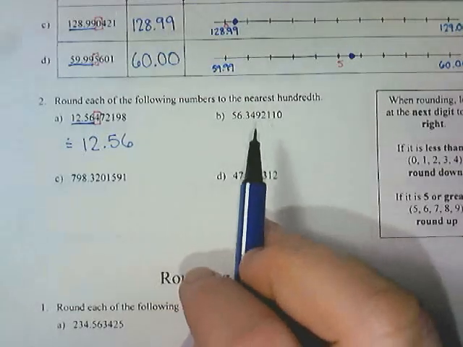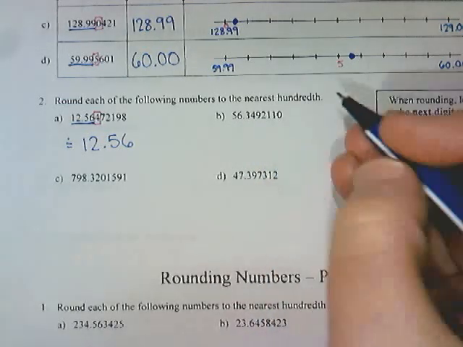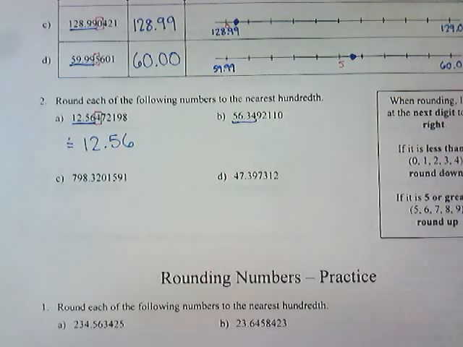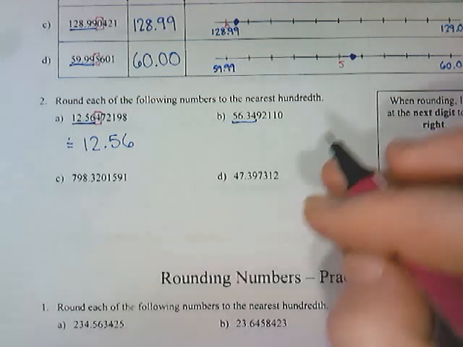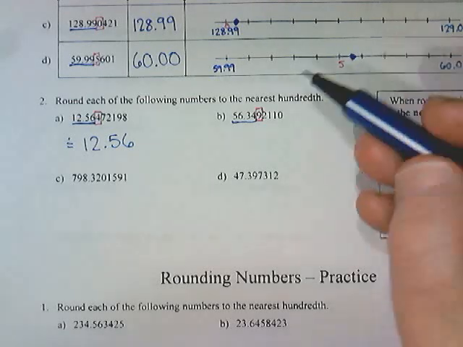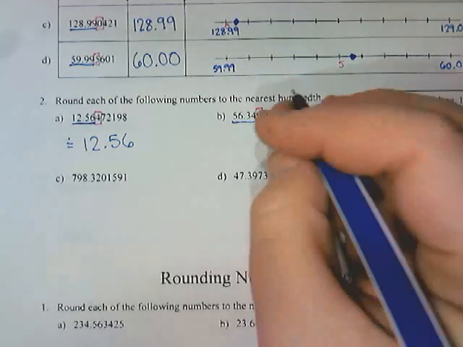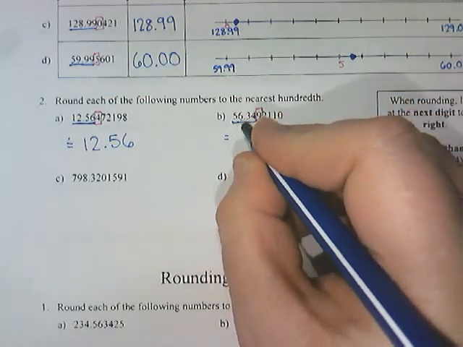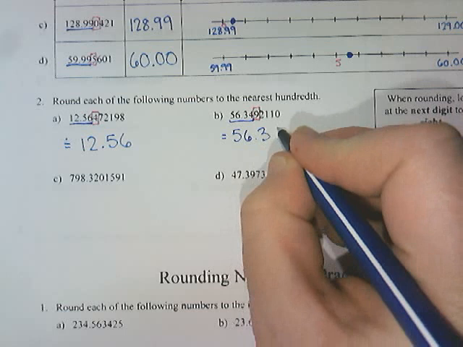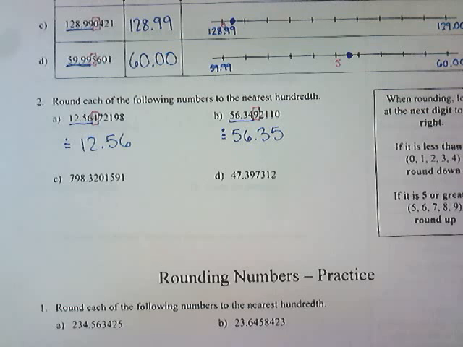All right, in part B, we have 56.34921. We want to round to the nearest hundredth, so that would be 56.34. And then I look at the next number after the 4, which is a 9. So that 9 tells me that we are closer to the rounded up number than we are the original number. So we would go up 1 to be 56.35. And because we've cut off some decimal places, we say that it's approximately that number by putting a dot over our equal sign.